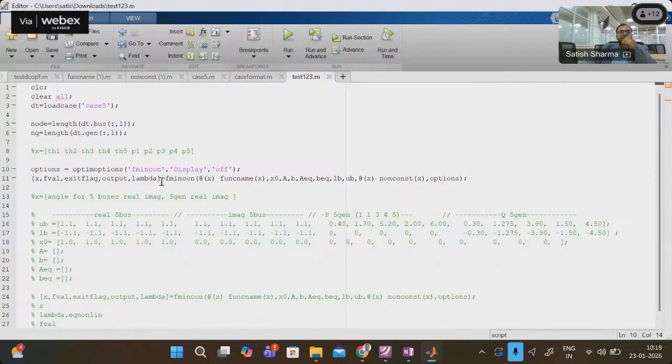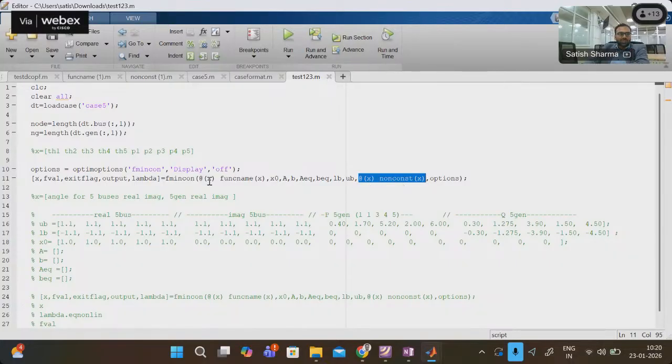I have written this fmincon, with the syntax as we have written it here. First of all I have to provide a function to it, which is my objective function. Then the initial condition, then A, b, Aeq, beq, lb, ub. And if we have nonlinear constraints, we can provide those here as well. So this is how we are going to use it.